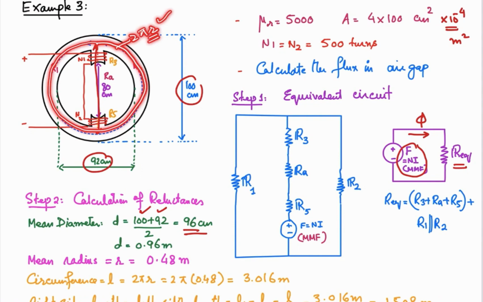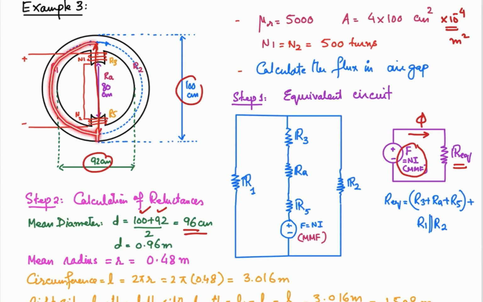So if you take the mean radius, you will get the mean path length, the total length, but the flux is being divided into two parts, and as the cross sectional area is the same and permeability is the same, basically you can say if you find out the reluctance of this complete part, that will be divided into two parts because of this division of the flux at this point. So what will be the length of this half part?